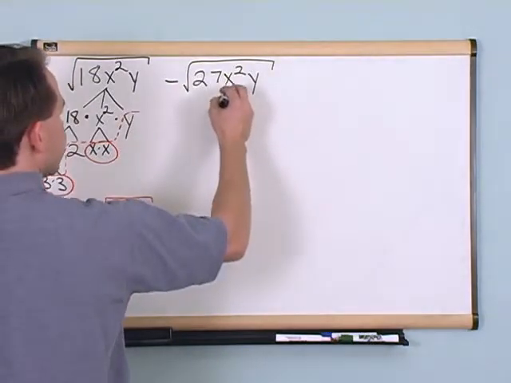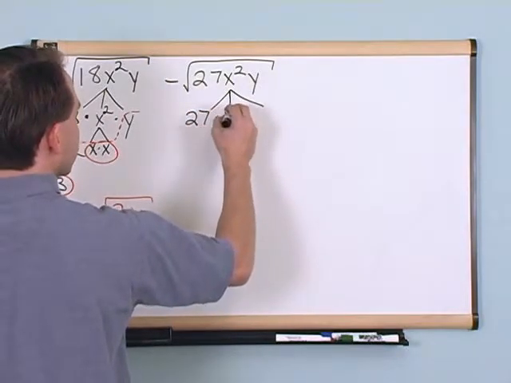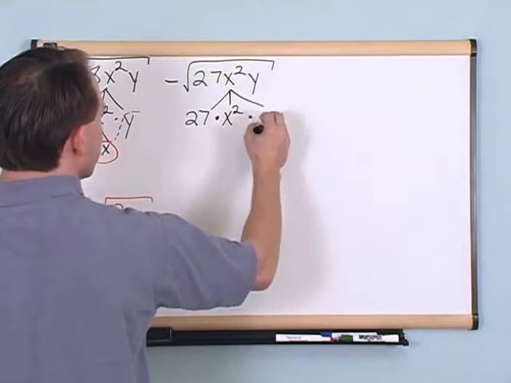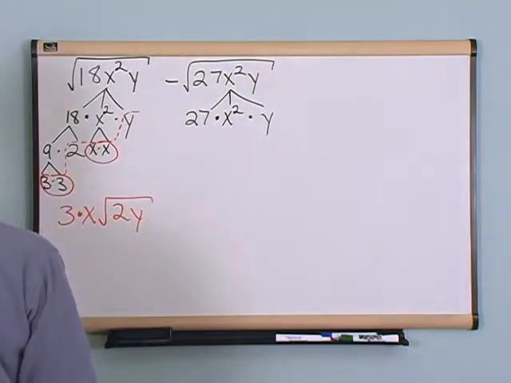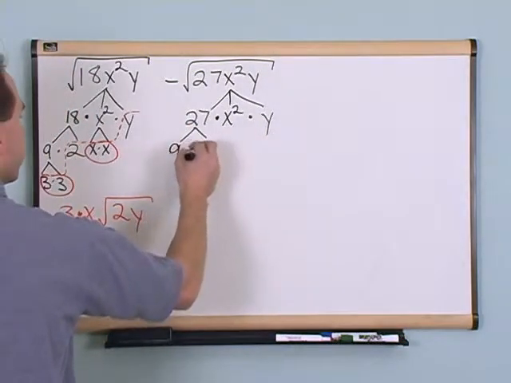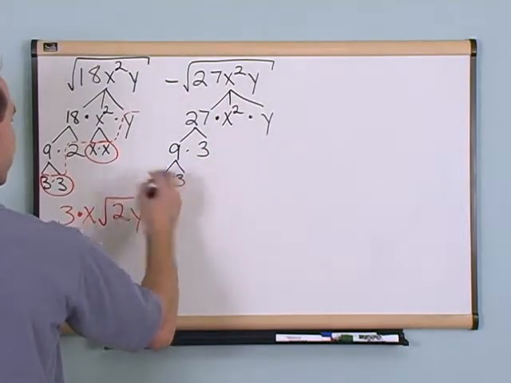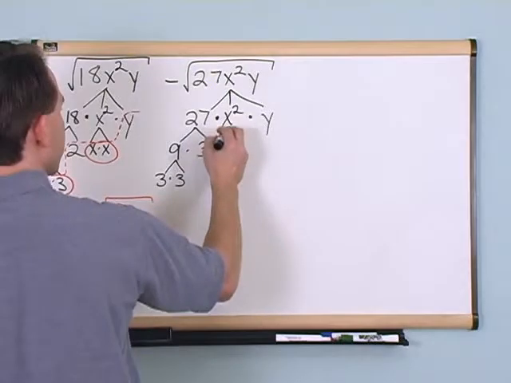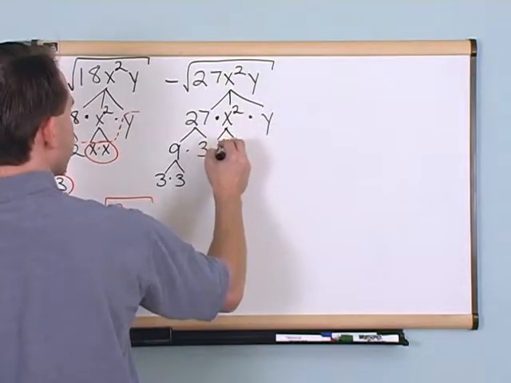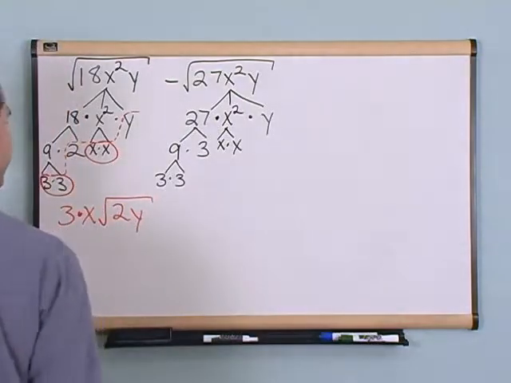What about this one? This is 27 times x squared times y. Okay? 27 is 9 times 3, and 9 is just simply 3 times 3. And x squared is simply x times x. Okay?